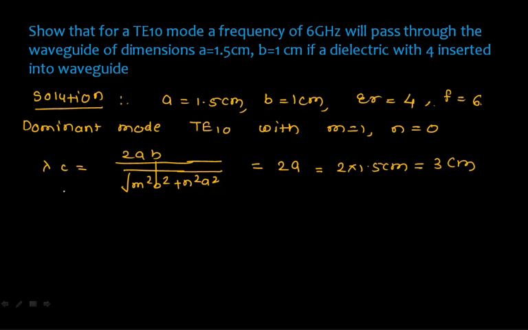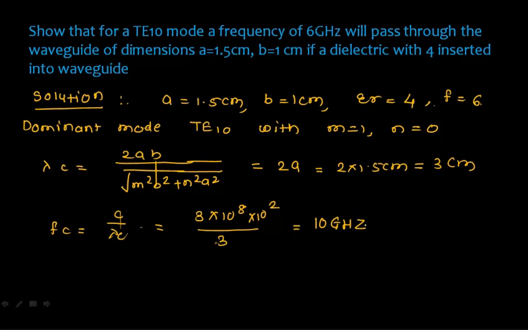What about the cutoff frequency here? FC is C by lambda C, which is nothing but 3 into 10 raised to 8 divided by 3 centimeter. If you're working with centimeters, do it like that, otherwise convert it into meters. I added that, and wrote it as 3 centimeters. So this becomes 10 gigahertz. So what is your cutoff frequency? 10 gigahertz, and the impressed frequency is 6 gigahertz.